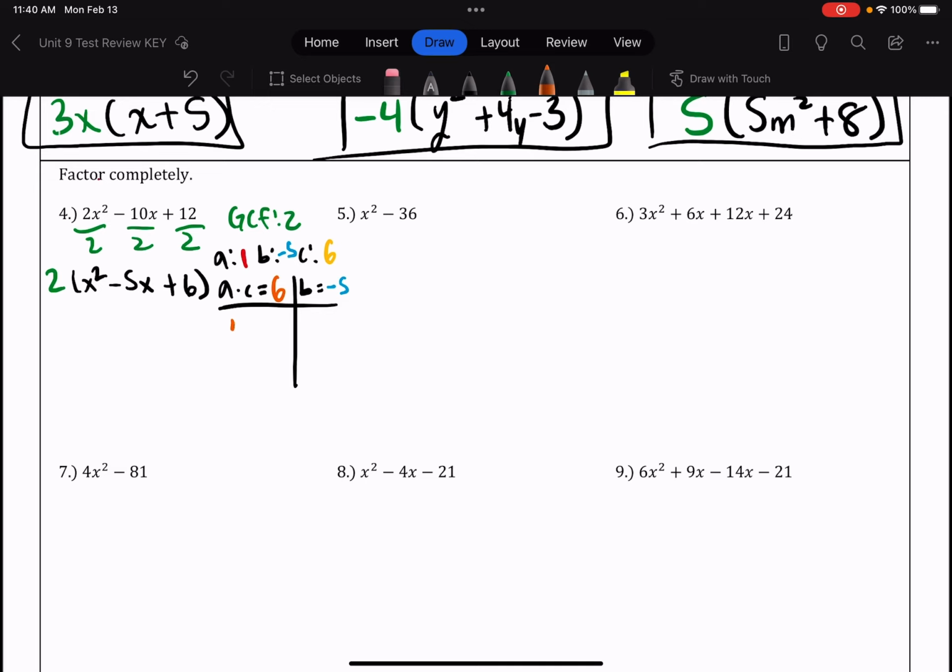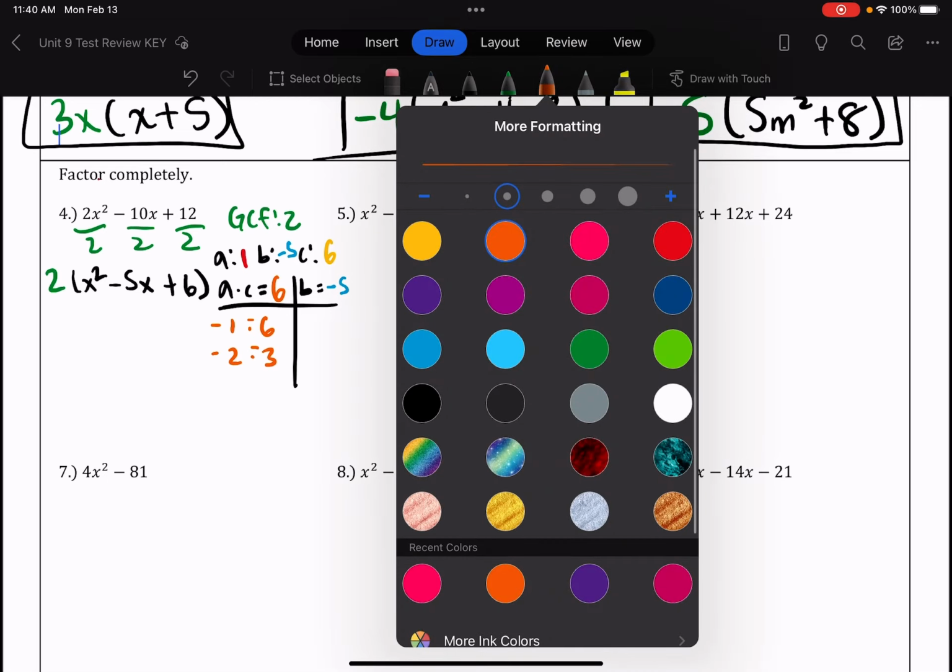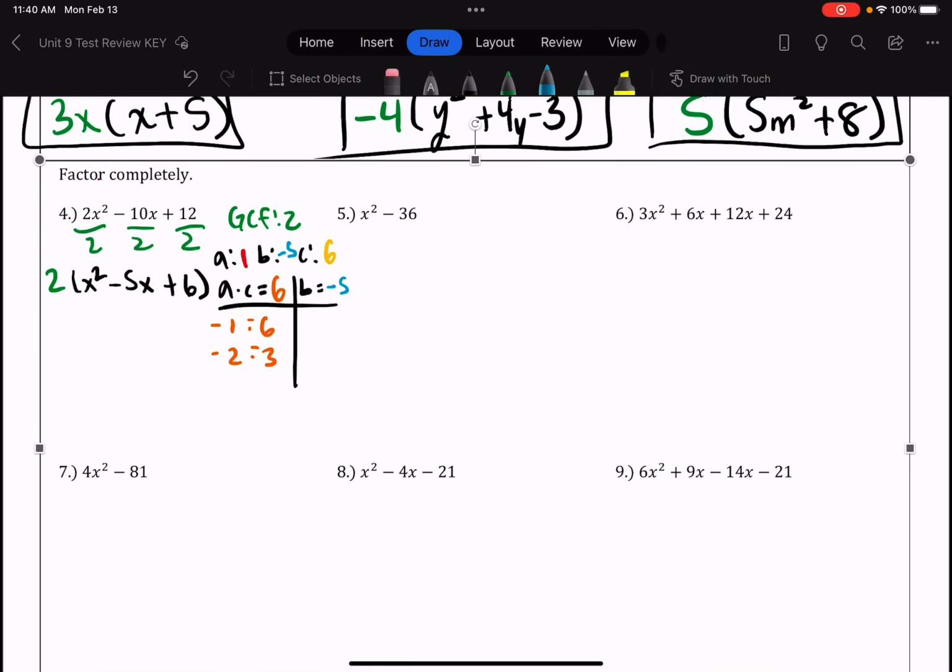I know the factors of 6 are 1 times 6 and 2 times 3. But I need them to multiply to be positive and add to be negative, so both factors need to be negative. Comparing these, -1 plus -6 yields a -7, and -2 plus -3 yields a -5. So this is the factor set I want. I'm going to break that -5x into -2x plus -3x and bring down my positive 6 and my x squared.